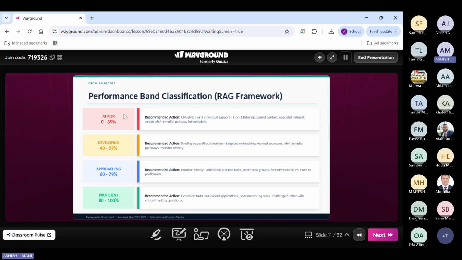Now, for those students who are at risk, what can we do? We can give them a one-to-one session. We can contact parents. We can provide them a math pathway. In a math class we have this Aleph pathway, right, where we can give them some extra work for their basic knowledge. For those who are in the developing stage, we can make small groups, rearrange the students, and give them tasks where they can go for higher-level questions. And for the proficient ones, we can give more high critical thinking questions.